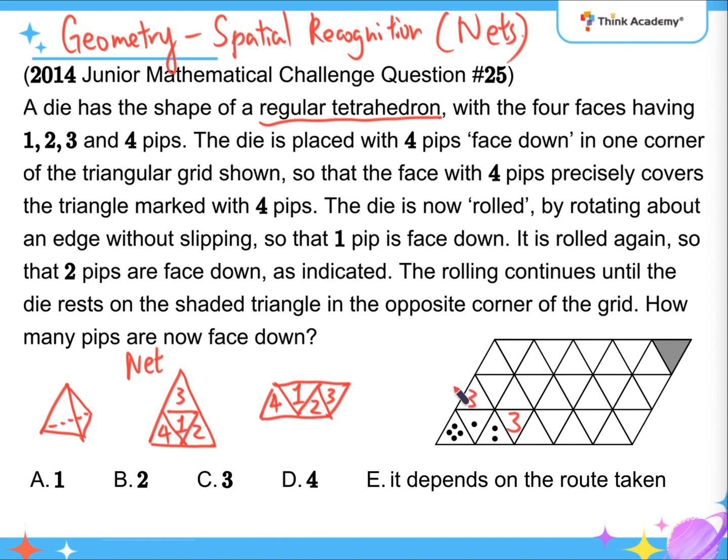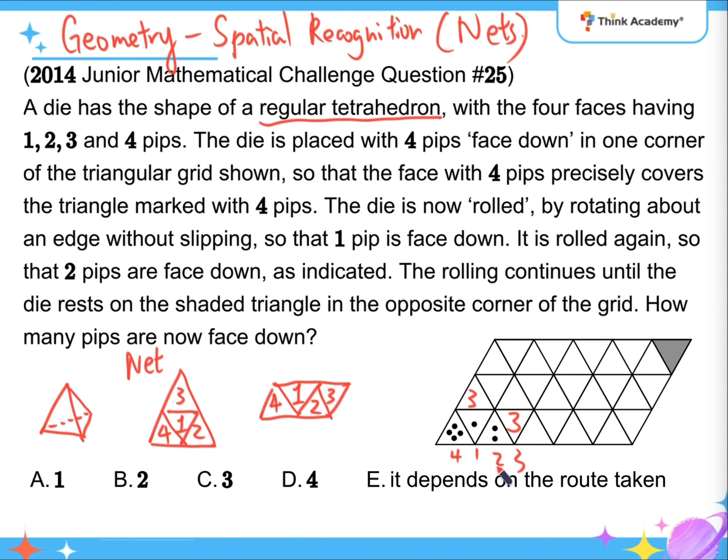So now you can imagine what we want is the corner grid, right? What we want is the number of pips facing down for the corner grid. So we can just imagine rolling it along the edge until we get to the corner, like the corner box of this grid. So this is 4, 1, 2, 3, right?